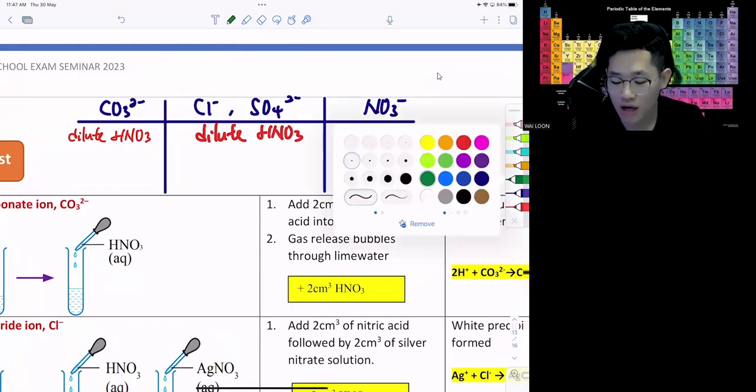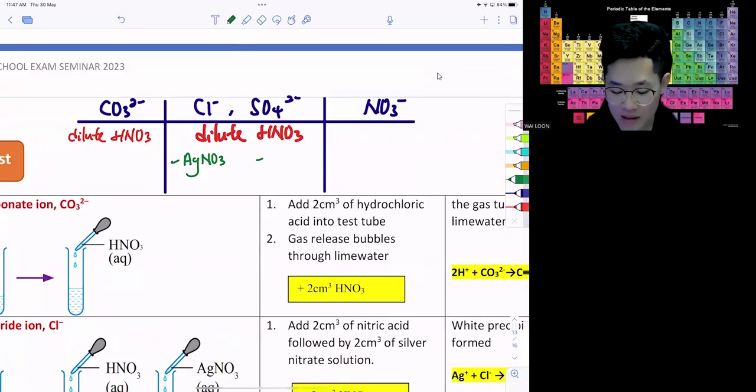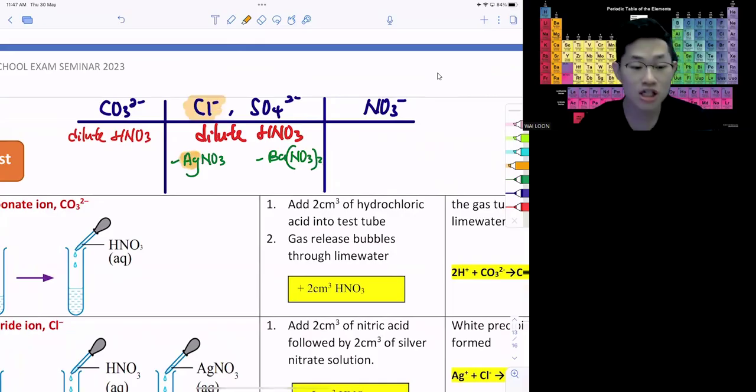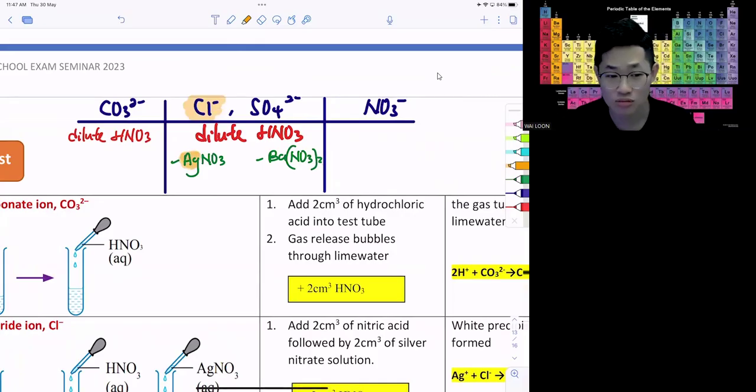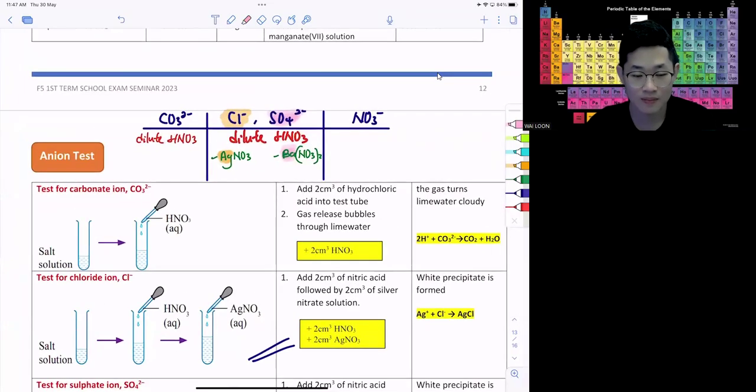But if it's chloride, I will add another solution, silver nitrate. If it is to test sulfate, I will add barium nitrate. So you can see everything in front here is all nitrate, nitrate, nitrate. To test chloride, we use silver nitrate. To test sulfate, we use barium nitrate. Because Ag and Cl will form insoluble precipitate.